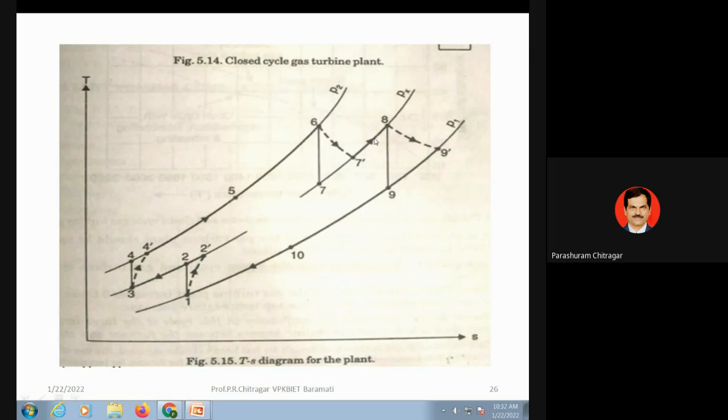But can anyone tell me what this process is? 7 to 8 at constant pressure, what we are doing? We are increasing the temperature from T7 to T8. Can anyone tell me what this is called as?